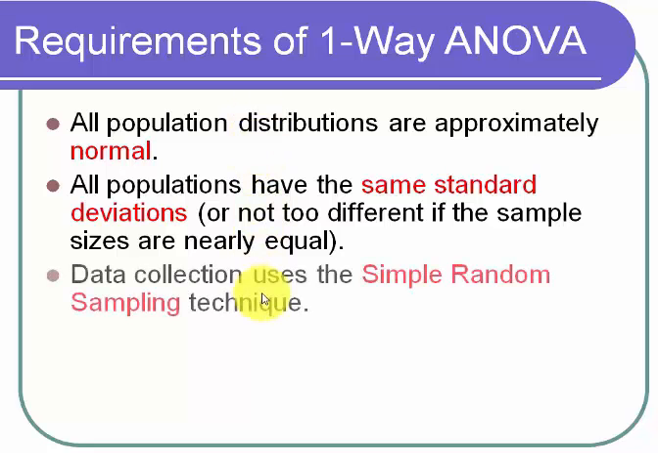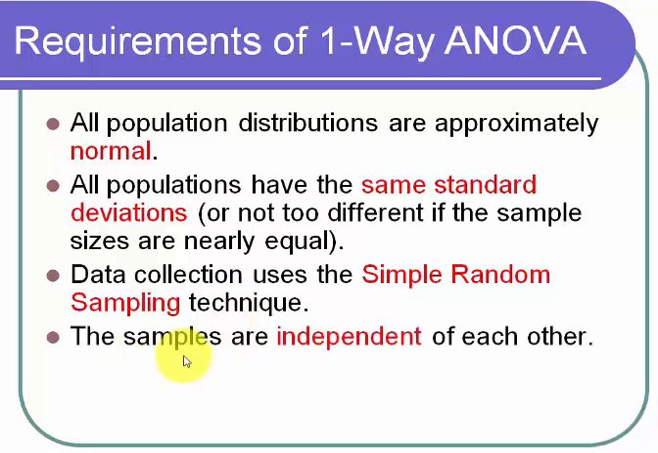The next is what we've always been doing, that the data collection uses simple random sampling, or at least you are approximating simple random sampling. In our first chapter, we talked about what it takes to be approximately simple random. You could do a stratified sampling technique or a cluster sampling technique, but don't use convenience sampling.